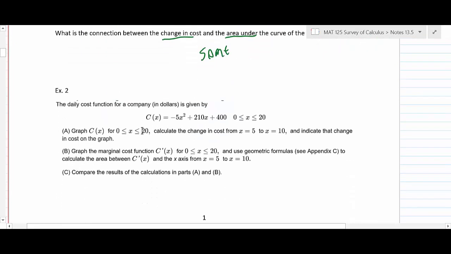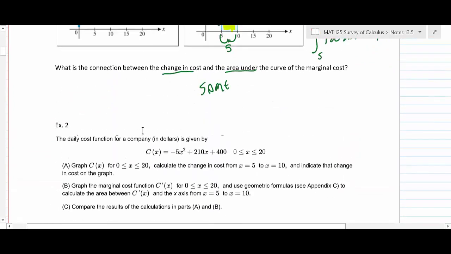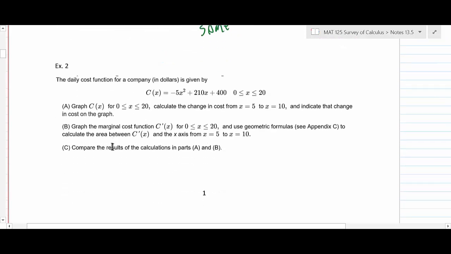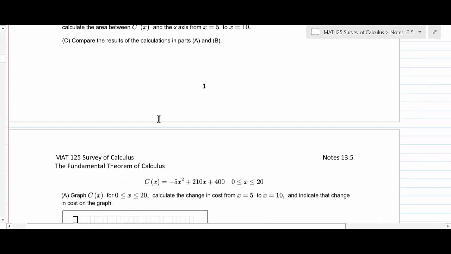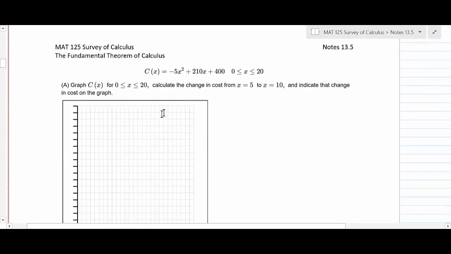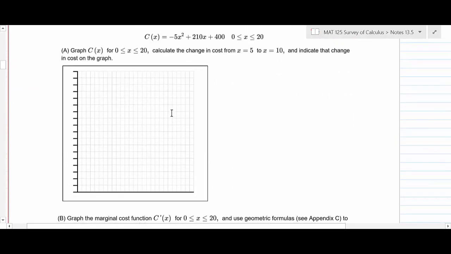Okay, I'm going to do another example where we're going to put the whole thing together mostly ourselves. So let's just go to the next page. I think on this one I just took this example from the book, and we'll do the parts on the next page here, okay? All right, so let's go ahead and do a graph.